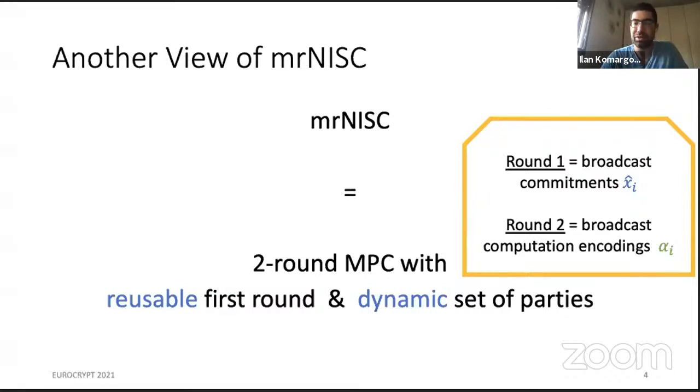And the set of parties that participate in the game is completely dynamic. Namely, parties can join along the way. This also implies that the first round message has to be very short and independent of the number of parties. So this is a very simple way to think of MRNISK.